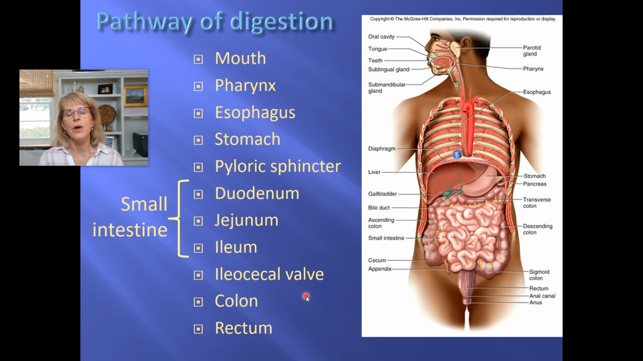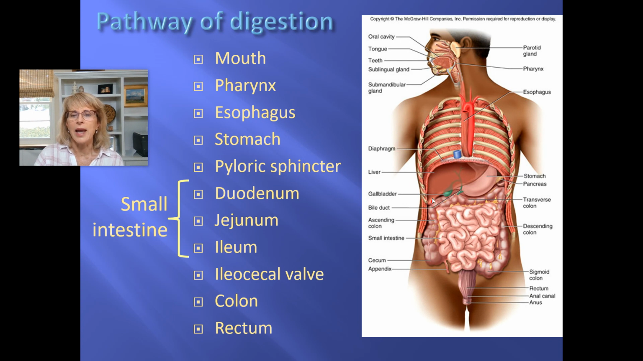Now, the exit door from the small intestine is called the ileocecal valve, and that's because it is between the last part of the small intestine, the ileum, and the first part of the large intestine, which is called the cecum. That is the door between the small intestine and the large intestine. The large intestine is known as the colon, so those are both correct terms. The large intestine starts with a dead-end street called the cecum. Hanging off of the cecum is the appendix. Maybe we'll talk a little bit about it.